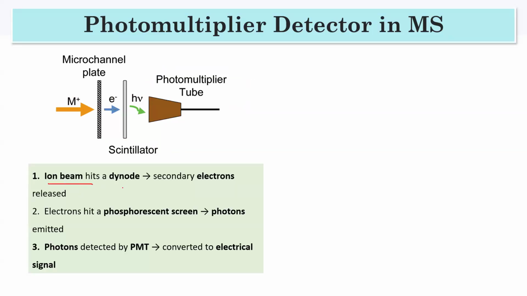So the beams are hitting the dynode, and then secondary electrons are released. Then the electrons hit a phosphorescent screen, this one, and photons are emitted. Then the photons will be detected by this photomultiplier tube, and that will be converted to an electrical signal.